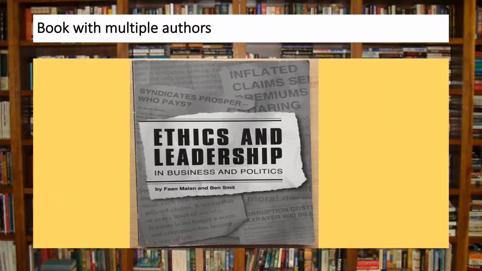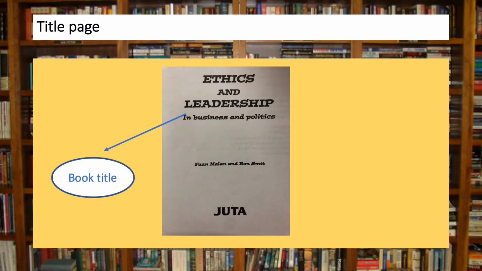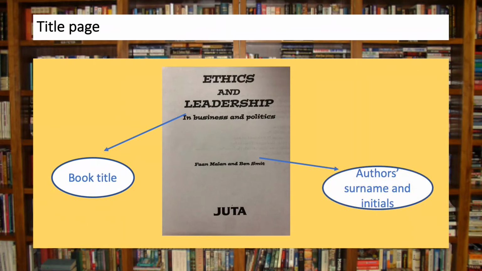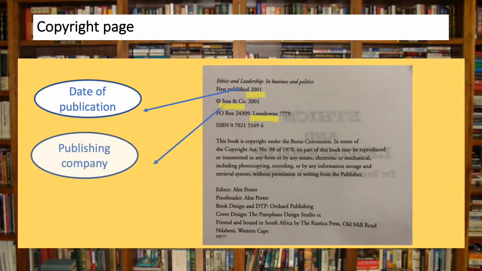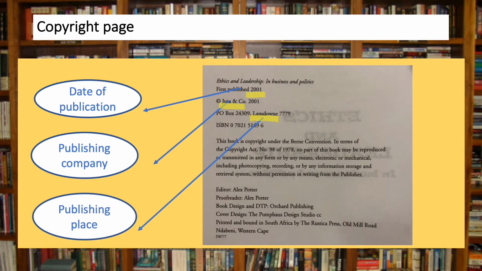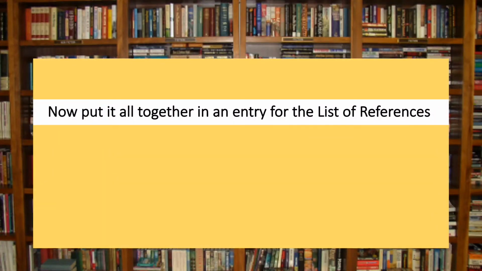Here's a book with 2 authors. Look at the title page for the book's title and the surnames and the initials of all the authors. Now turn to the copyright page to find the year of publication, the publishing place, and the publishing company. Now put this together in an entry for the list of references.